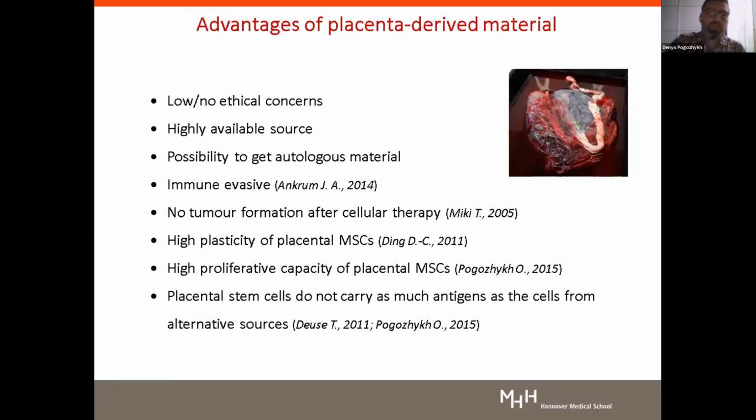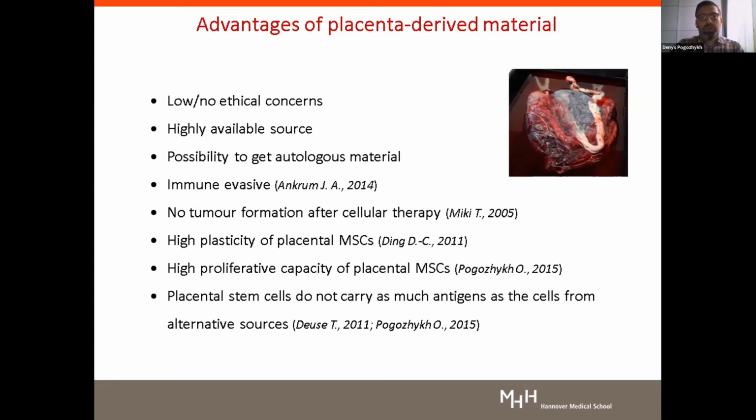It has low expression of major histocompatibility complex, and there were also a lot of reports on cellular therapy that there is no tumor formation, which we usually see in some other preclinical studies, like with iPS cells, for example. Placental MSCs are also highly plastic in terms of differentiation. Some works show that they differentiate not only to classical adipose, osteo, and chondro lineages, but also to other lineages. And we showed really high proliferative capacity of placental MSCs in comparison to other sources.